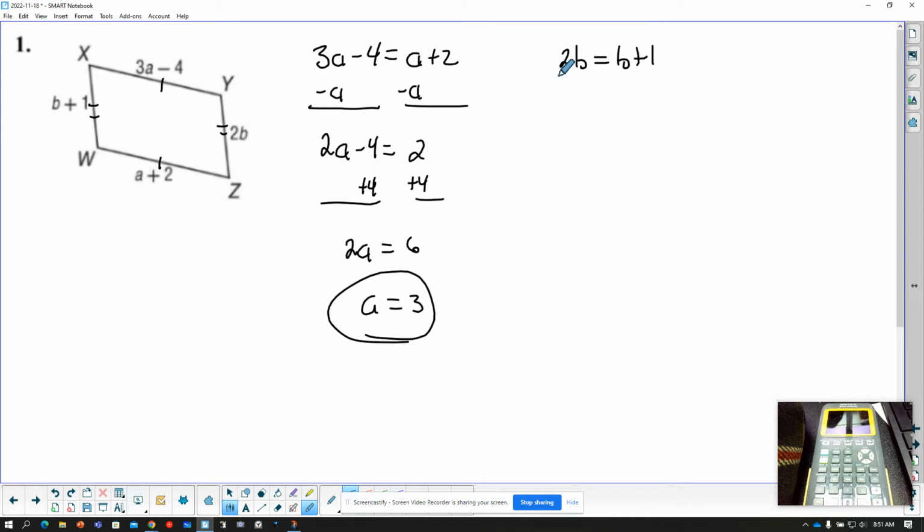This problem, I would not start by subtracting 2b. I would start by subtracting b from this side. I already have the b almost by itself over here, so I'm just going to get rid of the b off of the right side. 2b minus one of those b's would just be b equals 1. Nothing else I need to do. I'm done with that problem.